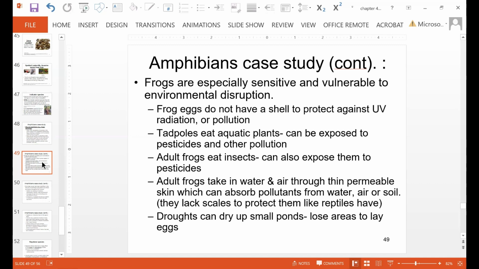Adult frogs take in water and air through a thin, permeable skin, which can absorb pollutants from the water, oil, or the air or soil. They lack scales to protect them like reptiles have. So their skin is permeable, allowing pollutants to come through. Droughts can dry up small ponds, so that makes them lose areas to lay their eggs.